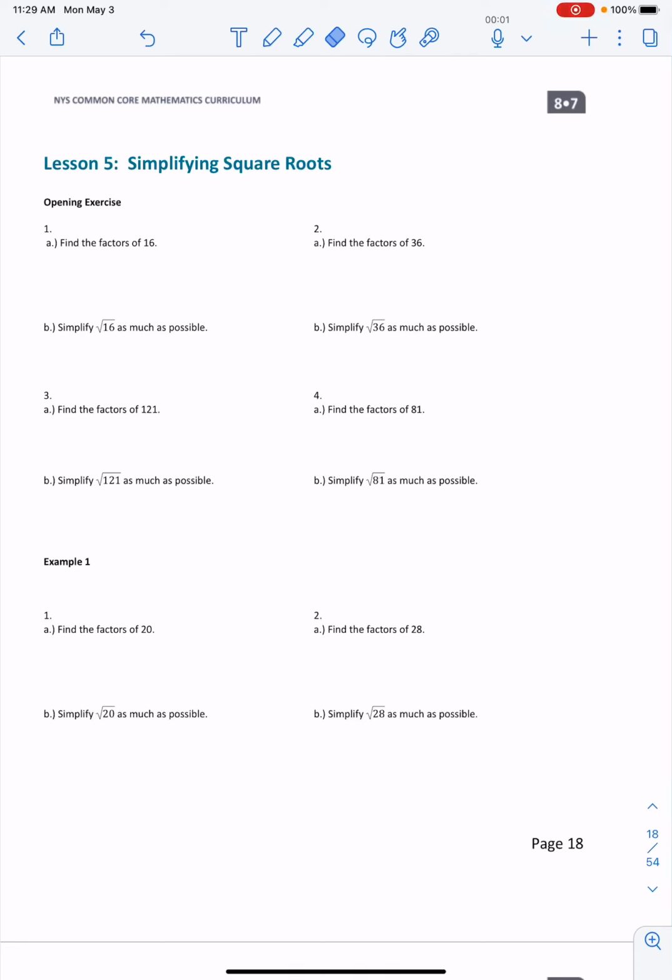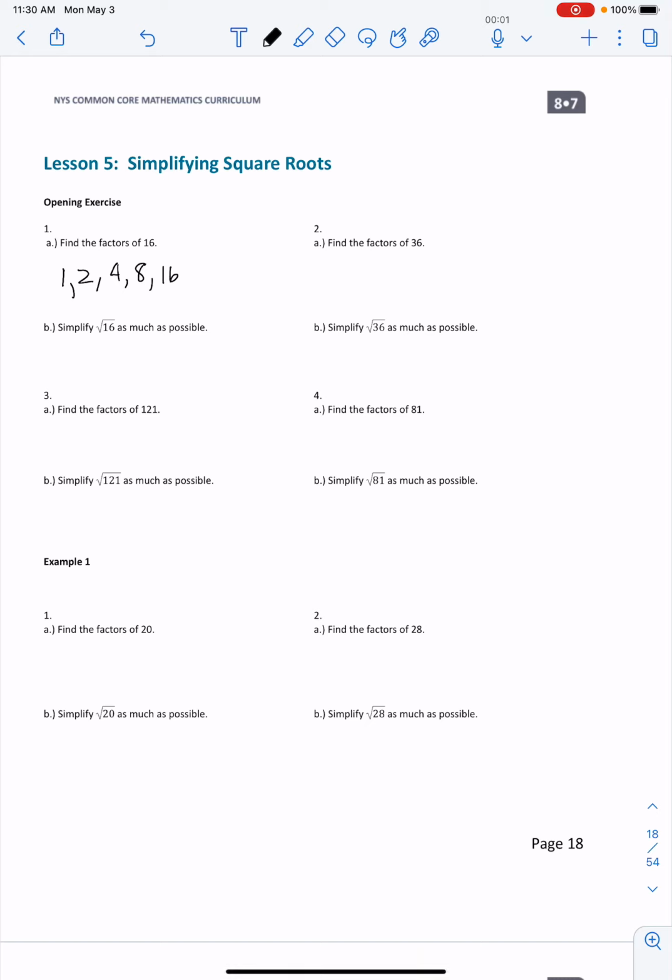This is lesson 5, simplifying square roots. Our opening exercise, we're going to find some factors and simplify some things. So the first one is find the factors of 16. So the factors of 16 are 1, 2, 4, 8, and 16.